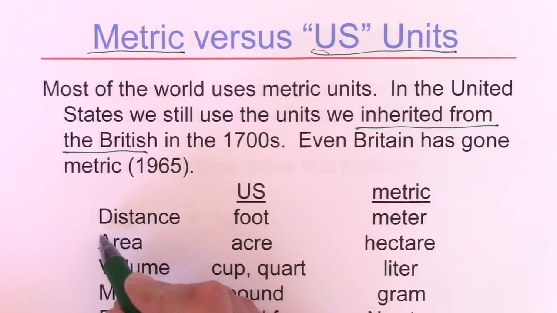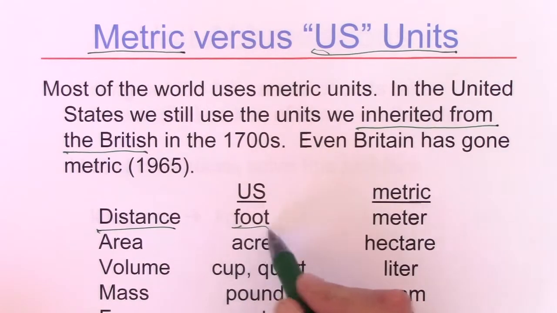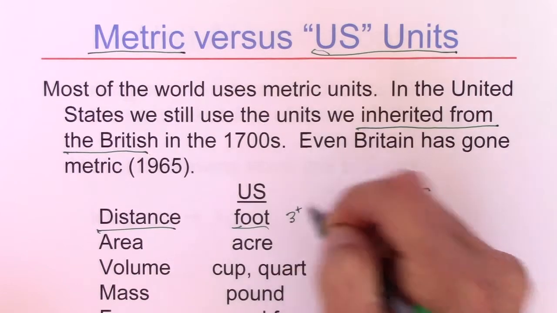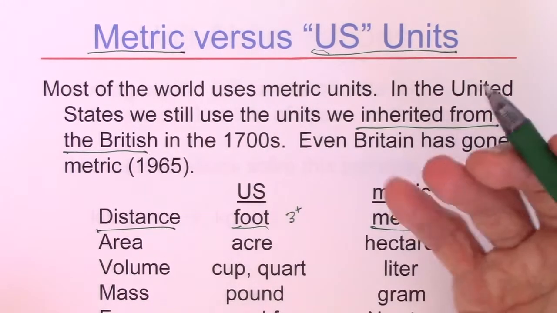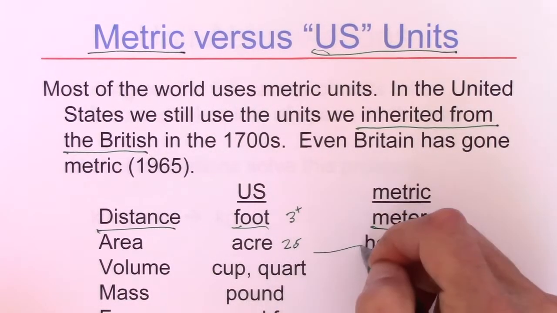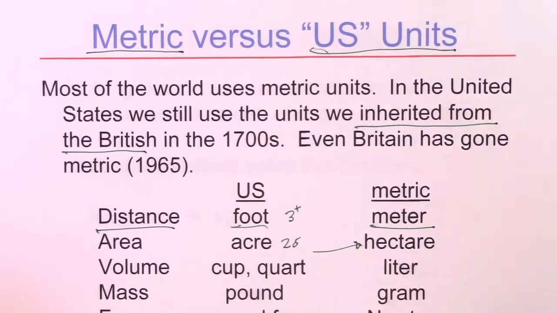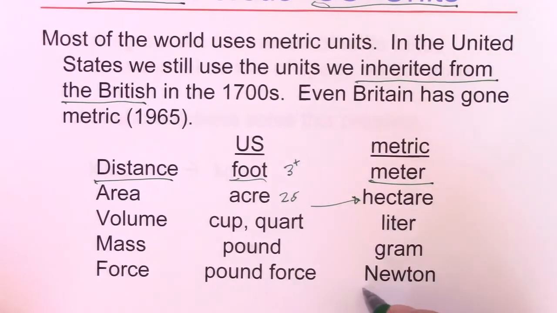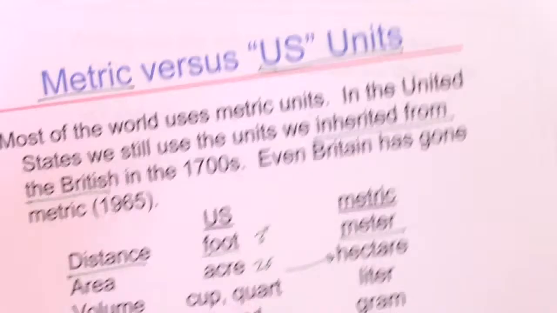For a unit of distance, in the United States, we might use a foot. In the metric system, we use a meter. It turns out a meter is a little bit more than 3 feet. Similarly, about 2.5 acres correspond to the hectare in the metric system. And similarly, there are relationships between the volume units, mass units, and unit of force. The Newton in the metric system is the unit of force.